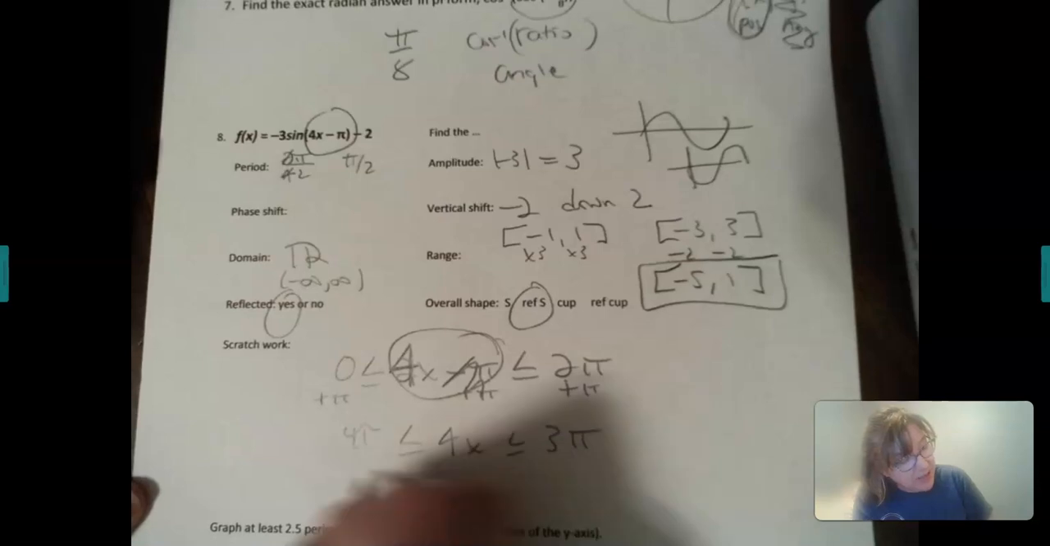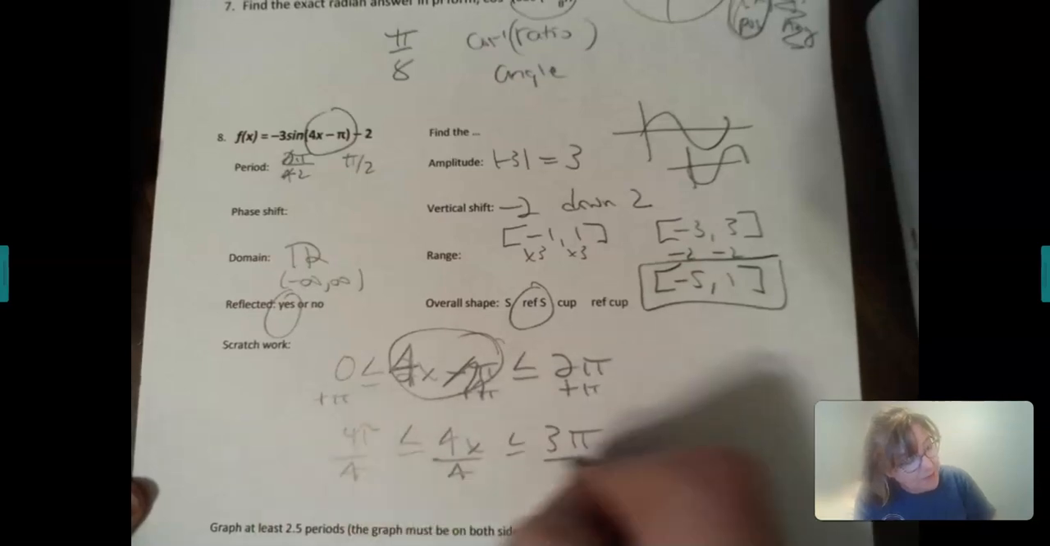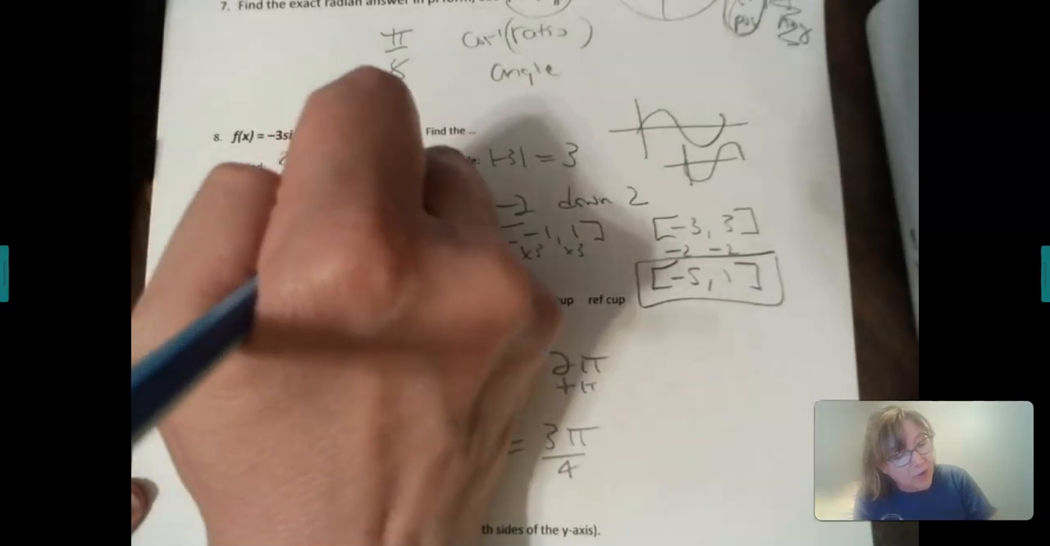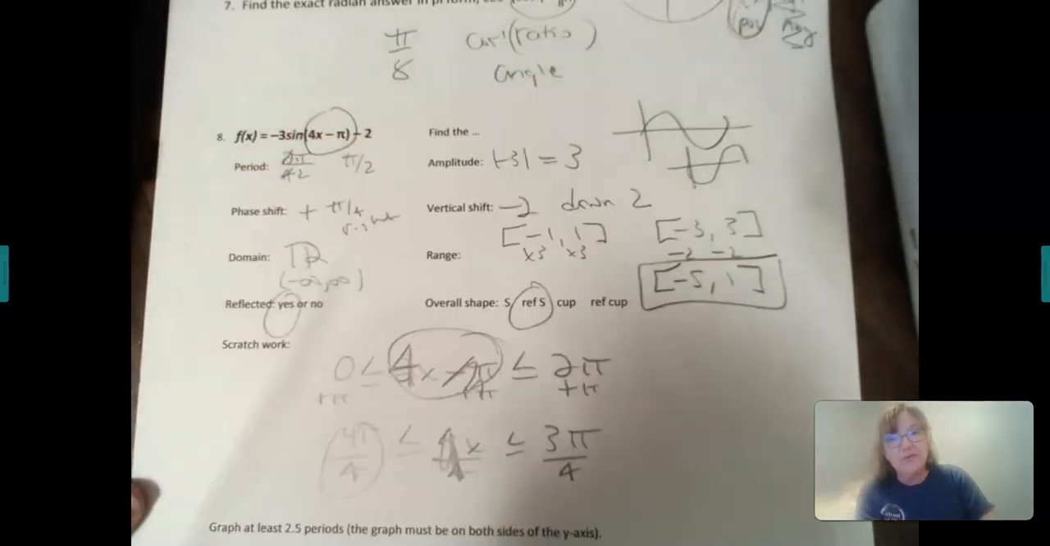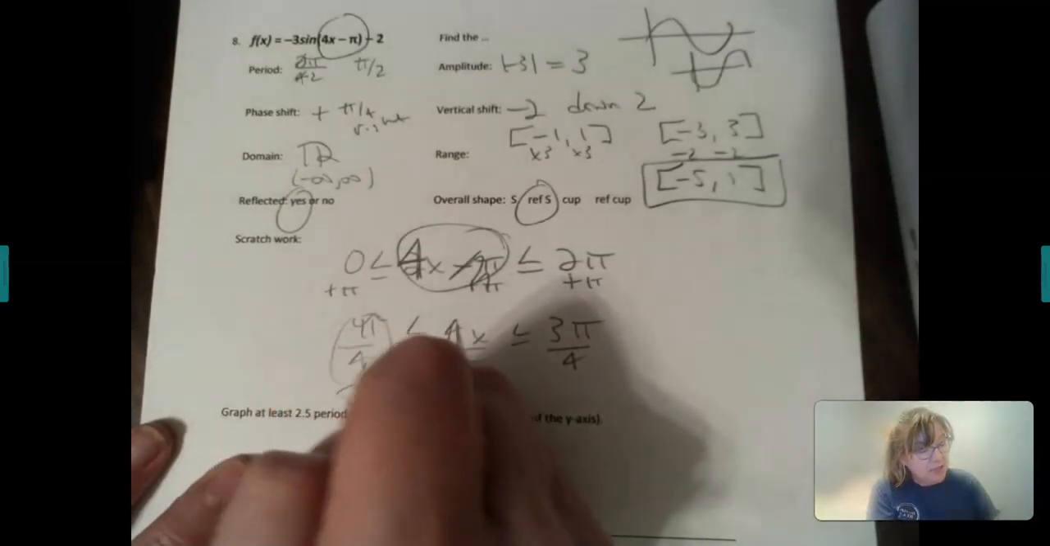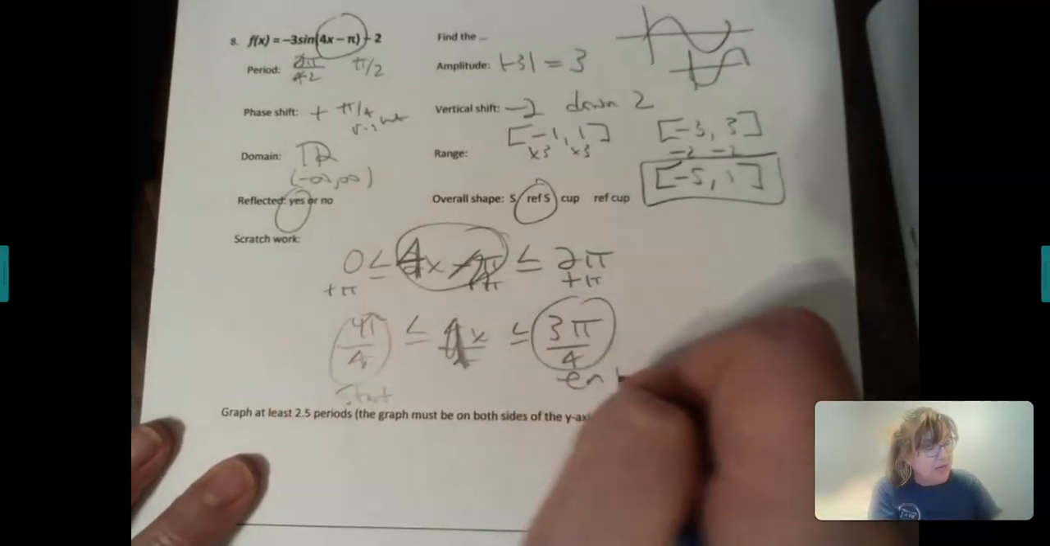And then I'm going to divide by the 4. All right. So your phase shift, this is your new start. So it's going to the right, pi over 4, okay? All right, this is my start. This is my end.